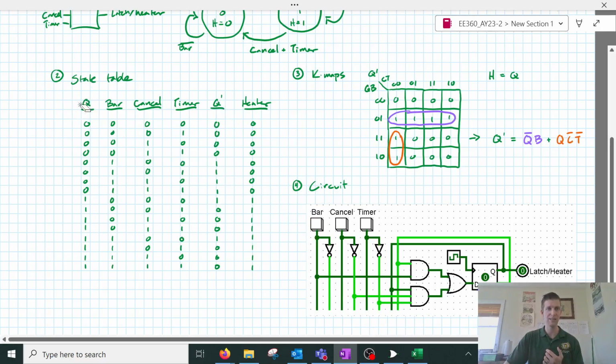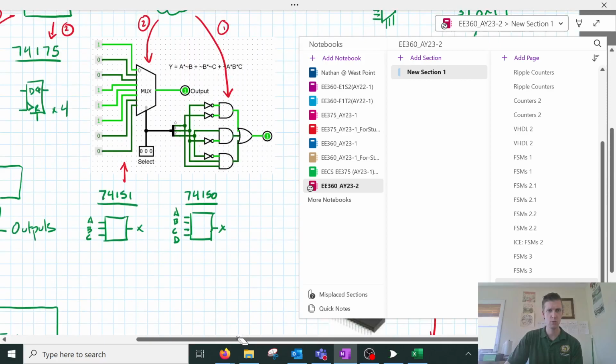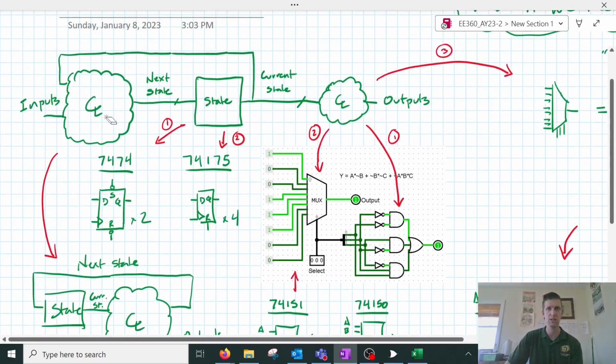I'm inputting my current state and my input values, so these first 4 columns, and I'm using those values to determine my next state and my heater, the last 2 columns. So it's almost like these first 4 columns are like the addresses that I'm trying to retrieve a piece of data from, and that piece of data I'm retrieving are the next state and the output bits. So let's go back to this little diagram right here.